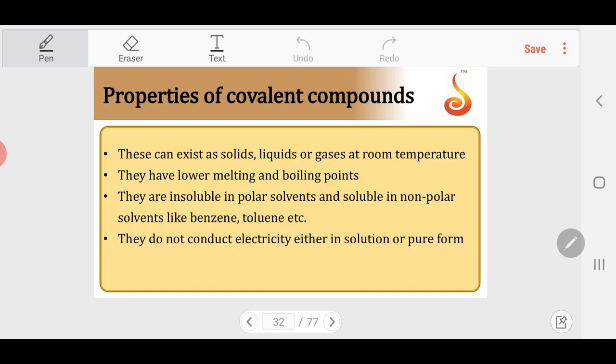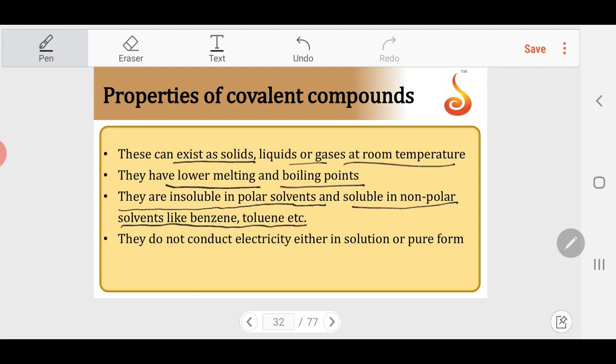What are the properties of covalent compounds? Unlike ionic compounds, they exist as solids, liquids and also gases at room temperature. Comparatively, they have much lower boiling and melting points. Since they exist as molecules, they are not ionizing, so they are insoluble in polar solvents but soluble in non-polar solvents like benzene, toluene, etc. But note that some covalent compounds are also soluble in water. In that case, the reason is mainly hydrogen bonding. Unlike ionic compounds, they are bad conductors of electricity either in solution or in their pure form. They won't conduct electricity.